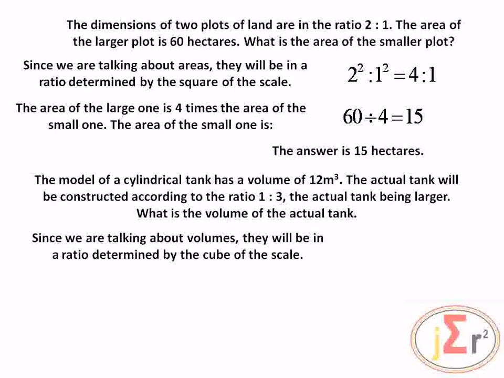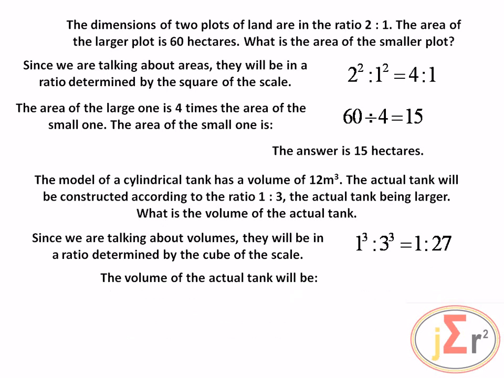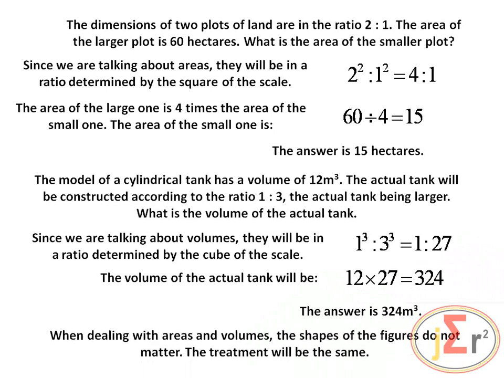Since we are talking about volumes, they will be in a ratio determined by the cube of the scale factor. So whereas we have 1 to 3, we will have 1 cubed to 3 cubed, which turns out to be 1 to 27. The volume of the actual tank will be, of course, 12 times 27, which is 324. The answer is 324 meters cubed, or cubic meters.